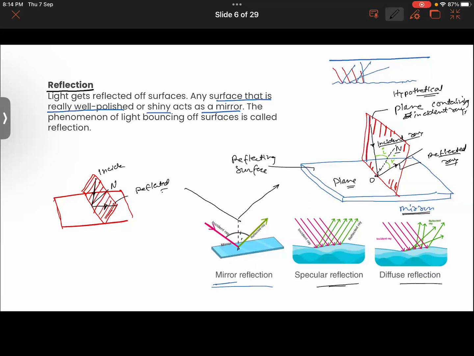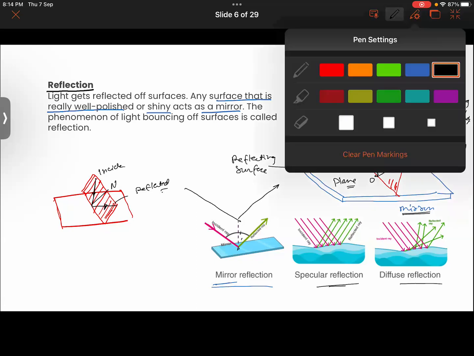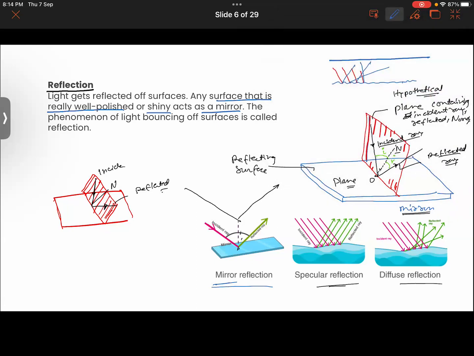So this is the hypothetical plane, and it contains the incident ray, it contains the reflected ray also, and it contains the normal also. Getting it now? So that is what the second law of reflection says, which simply says that the incident ray, the normal at the point of incidence, and the reflected ray all lie in the same plane. Is it clear? Yes, sir.